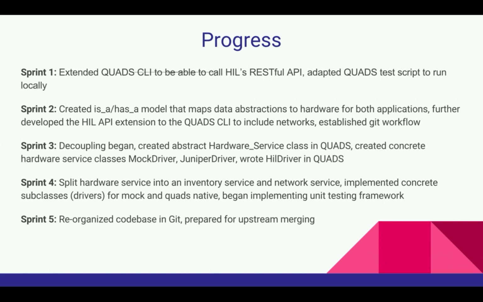And then we inherited from that to mock driver, Juniper driver, and wrote the HIL driver in Quads. In the next sprint, we split the hardware service into an inventory service and network service, which we initially faced a problem with the inventory service. And then we implemented concrete subclasses for mock and Quads native. And we also began to implement the unit testing framework. In the last sprint, we reorganized code base in Git and prepared for upstream merging.